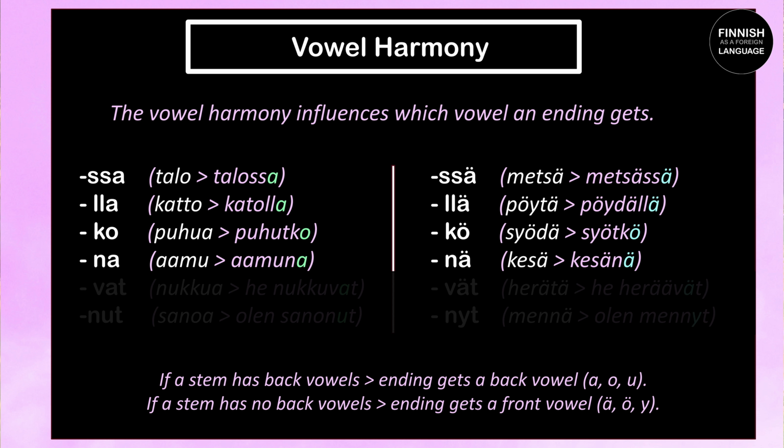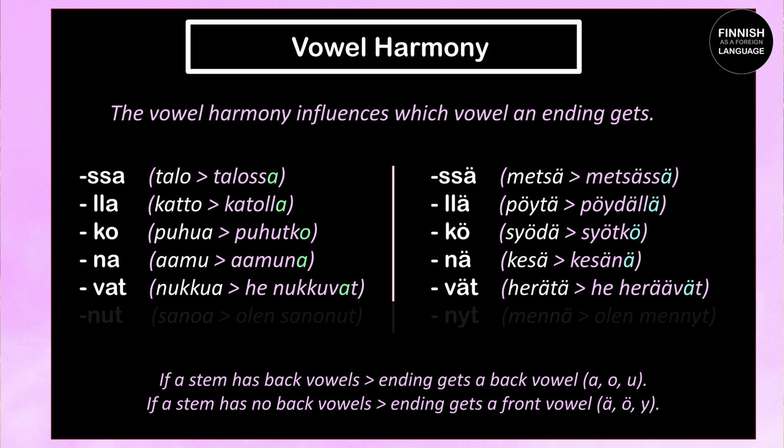Alright, now we want to conjugate. Here our verb is nukkua, which means to sleep. We want to form the third person plural present tense out of it, and we get he nukkuvat. He nukkuvat. Here we need the vat ending.